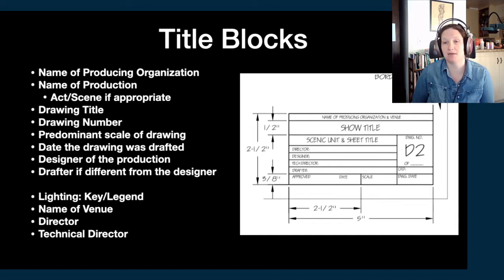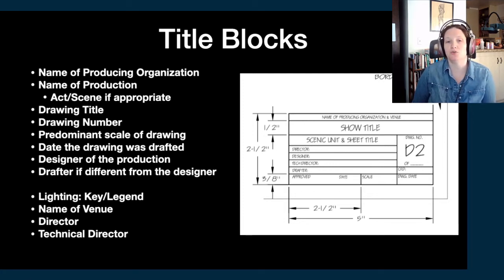So everything from the name of the producing organization, the name of the production, the show title, right? In this case, it'll be the class title. If it's a specific act or scene, that will be included in this information, right? If it's a specific scenic unit or drawing sheet, then that title is included in the title block as well. It will include the drawing number or the sheet number or the plate number. Those are all interchangeable, but that's basically the page number in the drawing set. It will include the scale of the drawing. So what scale is this all drafted in?